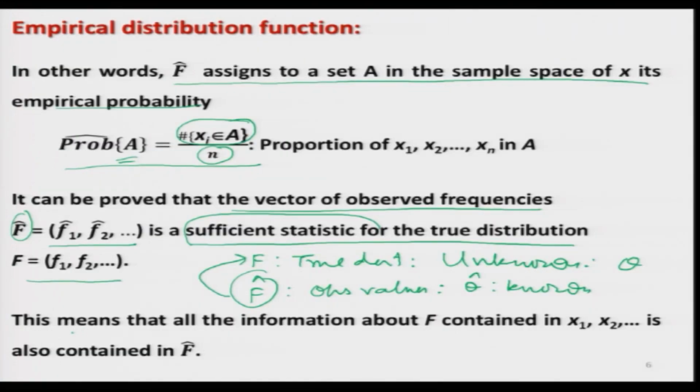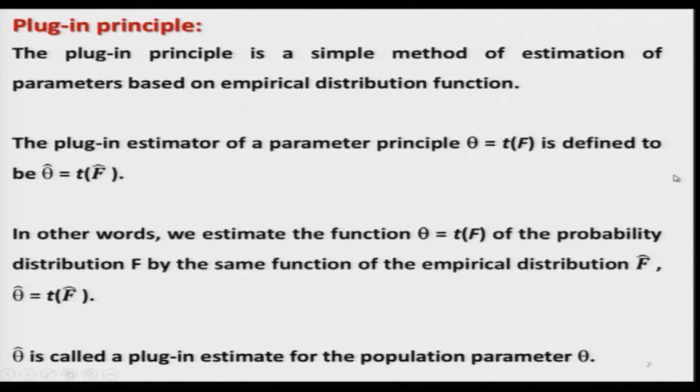So this is exactly what I am trying to prove here: whatever EDF you have obtained on the basis of a sample of data is the sufficient statistic for the true distribution function. The true distribution function is unknown to us. So whatever value you are going to get from the EDF, you can depend upon it, that it is going to give you a good value. This means that all the information about capital F contained in the sample x1, x2, up to xn is also contained in F hat, that is, the empirical distribution function.